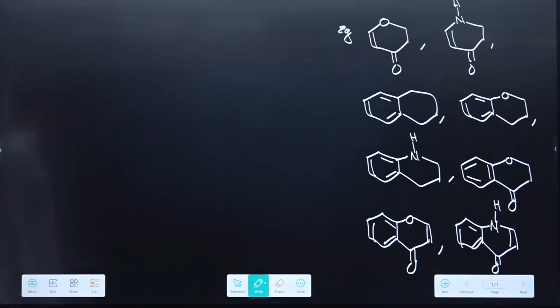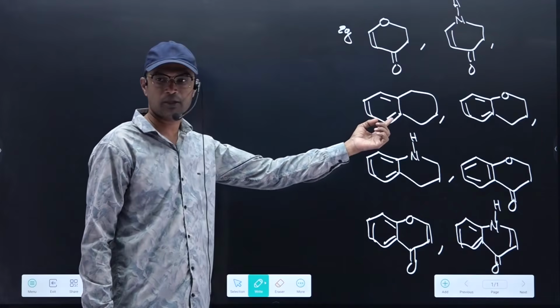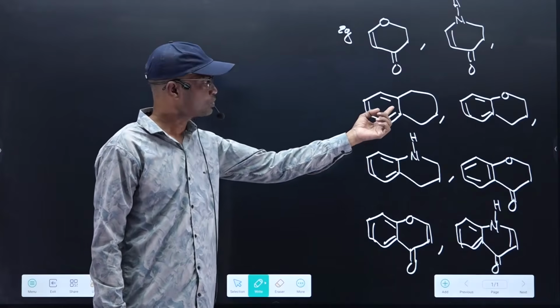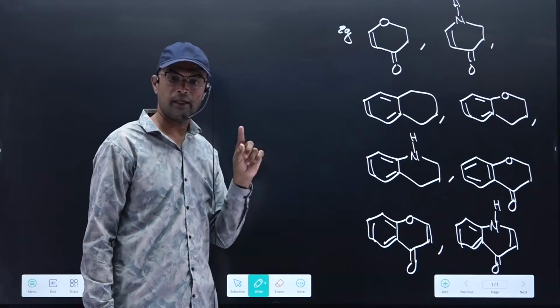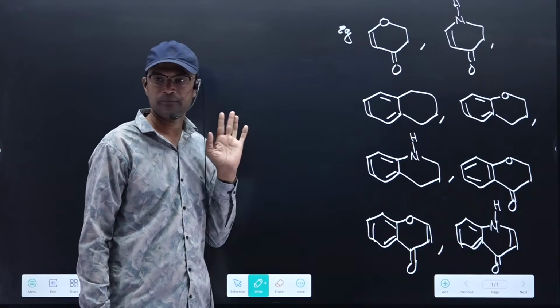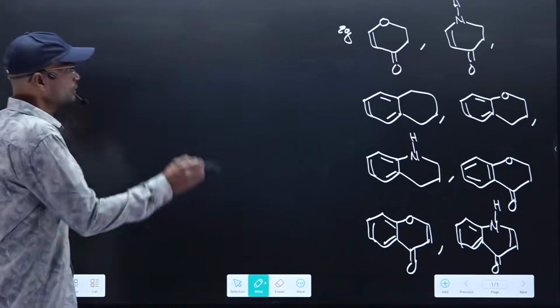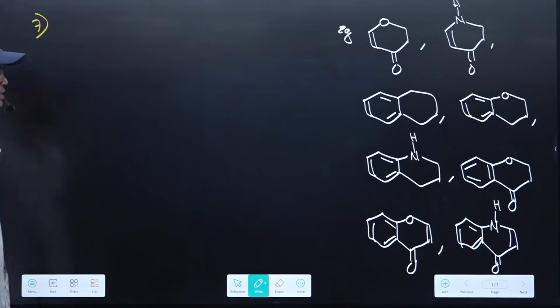Clear? All these will undergo retro-Diels-Alder reaction. So here, if I want to do retro-Diels-Alder, where should I cleave? This one. So from the pi bond, remove one electron, you will get a radical cation, cleave the right side. You will get a diene and dienophile every time. Diene and dienophile are common products in this reaction. Okay, next. That is RDA.